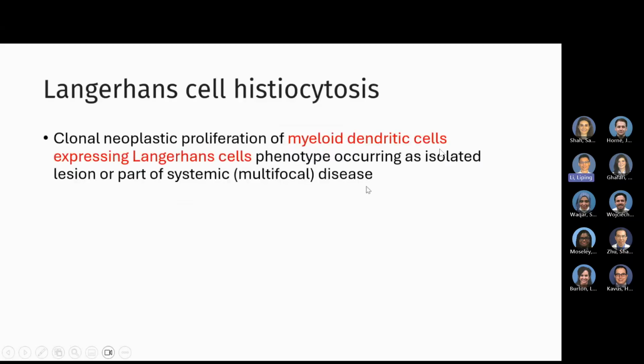So the first one is LCH, Langerhans cell histiocytosis. Sternberg still puts this diagnosis in this chapter, but I think in the lung and in the skin we see more of this diagnosis. But in the Expert Path, they have a really good definition of this. Actually, Langerhans cell histiocytosis is the myeloid dendritic cells expressing the Langerhans cell marker. So it could be an isolated lesion or maybe part of systemic disease.